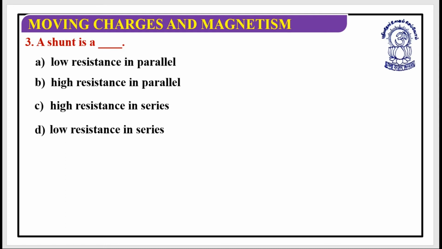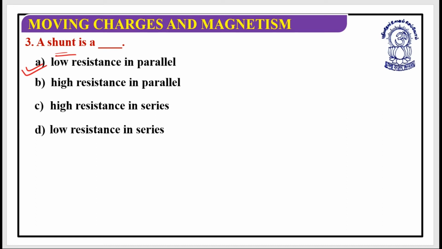Next question. What is a shunt? It's a low resistance connected in parallel to the galvanometer, so that the galvanometer can work for us as an ammeter. Is it clear?